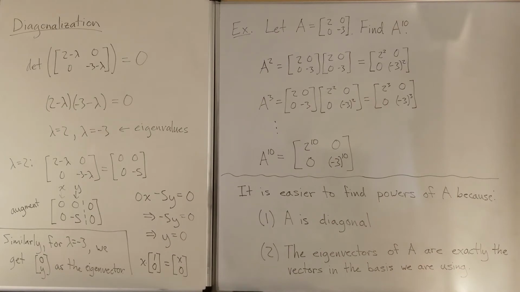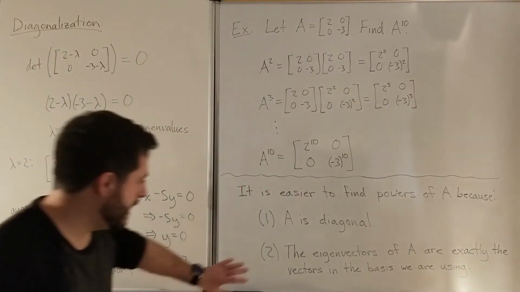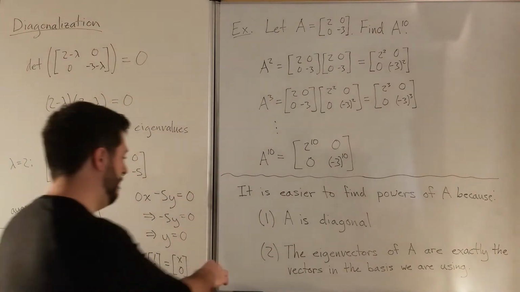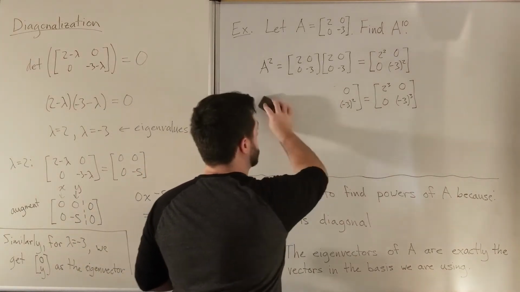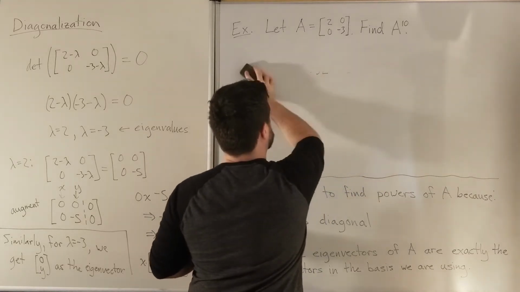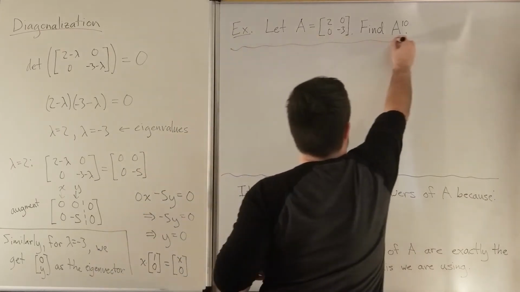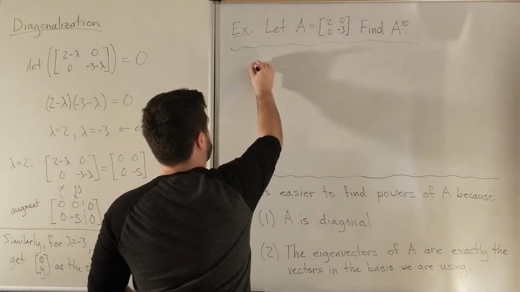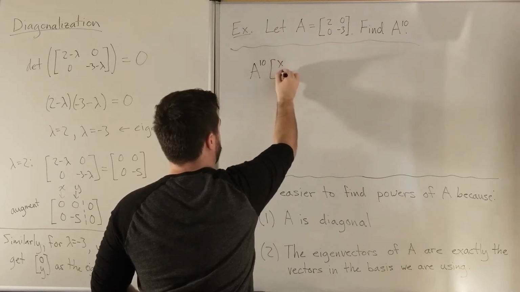Okay, so now let's look at another way to view this A to the 10th power to see why exactly the second condition here is making it easy to compute A to the 10th power. So I'm going to think of A to the 10th power as a transformation, and I'm going to look at what that transformation does to an arbitrary vector in R2. So another way to solve this is to say, what would A to the 10th do if I multiplied it by x, y?